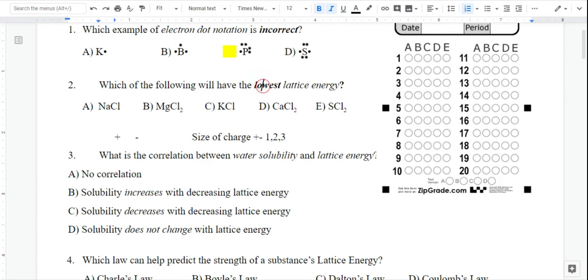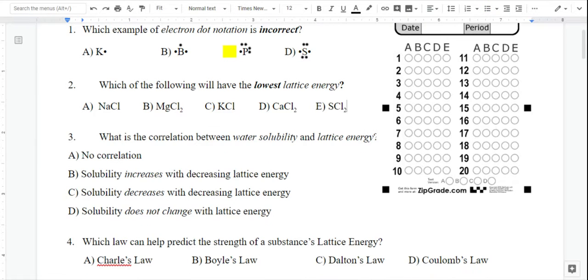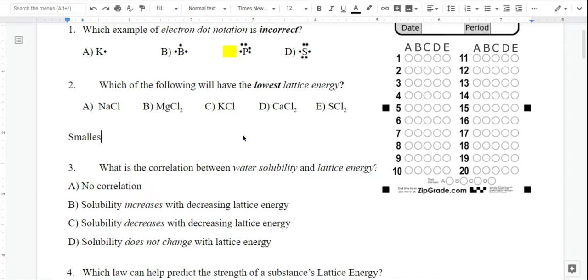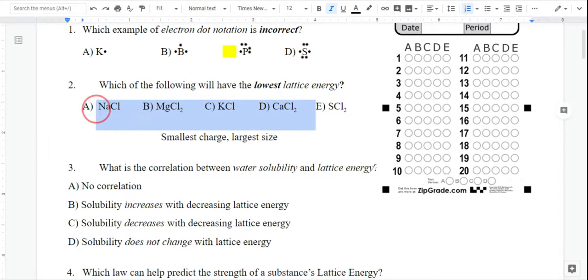So if we're looking for the lowest, the two things we're looking for are the smallest charge, but also the largest size. Now, there should have been one option you could have ruled out right away, because lattice energy is for ionic compounds. Here are four ionic compounds, but this one's bad. This is a molecule. Molecules don't have lattice energy, so we shouldn't even be looking at ones with multiple nonmetals.